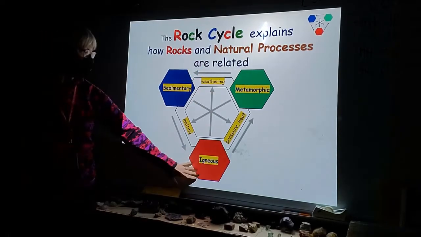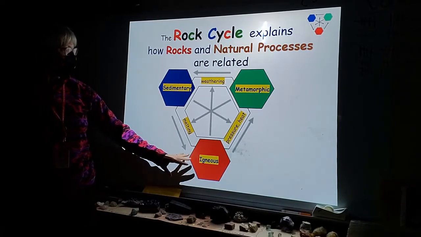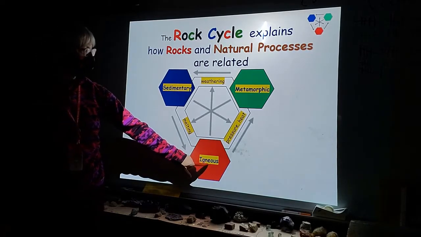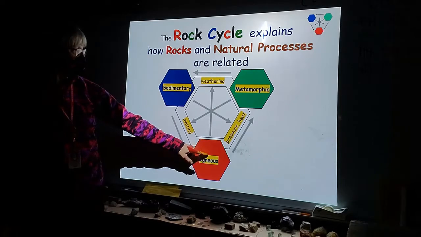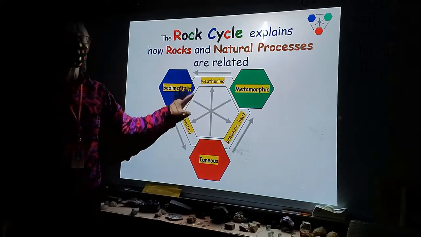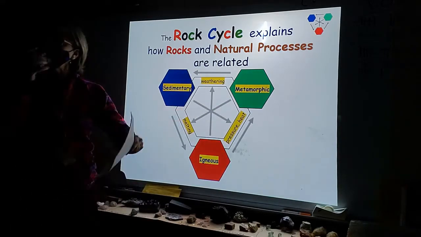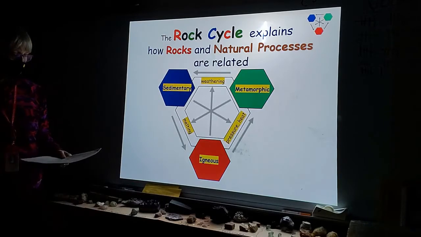There are three types of rocks, as you know. Igneous rocks are formed by heat, by magma and lava underground. Igneous rocks can become metamorphic rocks. They can also become sedimentary rocks. They can also become igneous rocks again. We're going to learn how this chart works later. It's a really nice representation of the rock cycle, how things are moving in all directions.